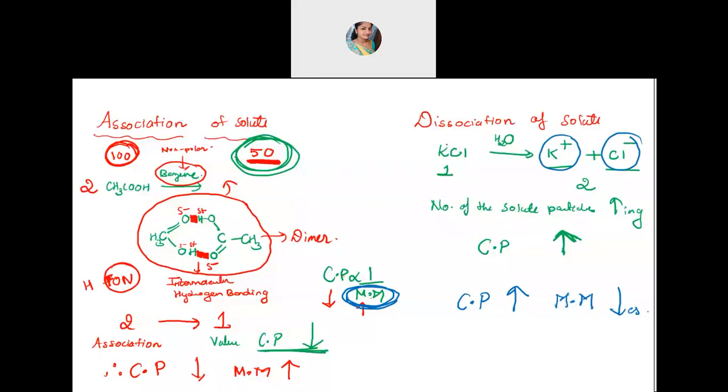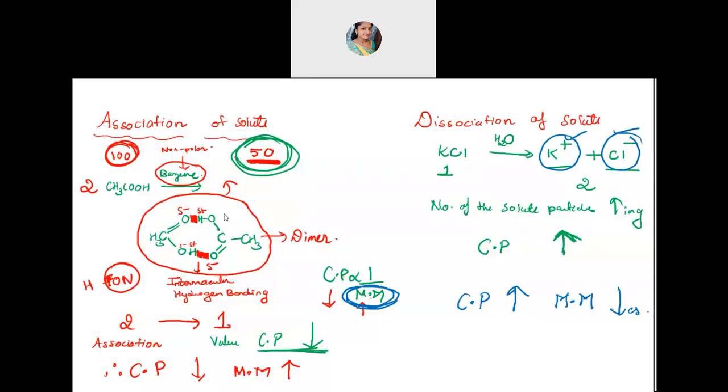Initially you were calculating for one, but when you added them into the water, you found that they are dissociating. They are giving you two ions. Then the molar mass also should decrease, no? Because it is getting distributed between two of them. It is getting distributed between K plus and then Cl minus. Okay, so molar mass value will decrease over here. Did you follow this much for association as well as for dissociation?